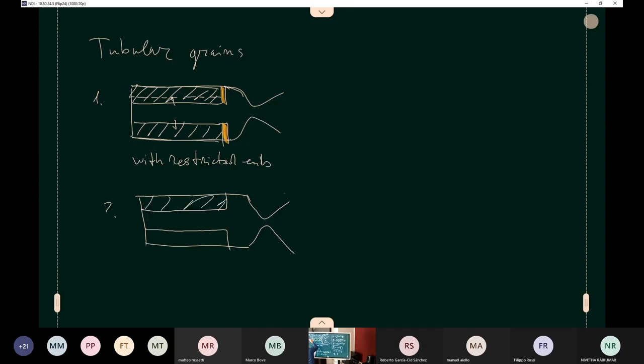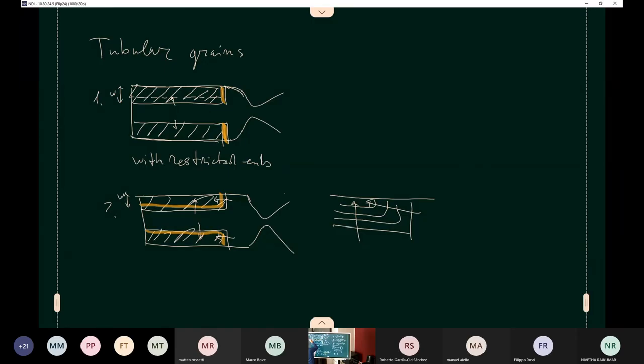But in this case, the surface will progress not only in this direction, but also in this direction. So that we have something like this as the evolution of the geometry in time. And of course, we have to consider here this web fraction, web thickness, and here is the same. And so we have to properly evaluate the performance of this kind of geometry.